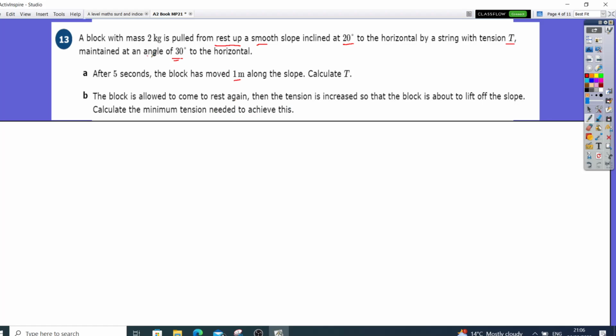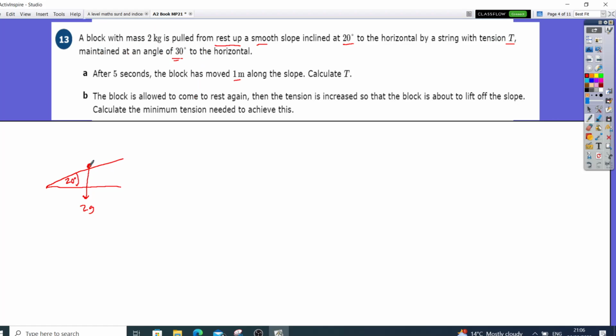Okay, so let's first of all draw a diagram. We've got this diagram. There's a horizontal. The block is on a smooth slope inclined at 20 degrees. I'm just going to call the block a particle. That's coming down here with a weight of 2g, and this is being pulled by a string maintained at 30 degrees to the horizontal.